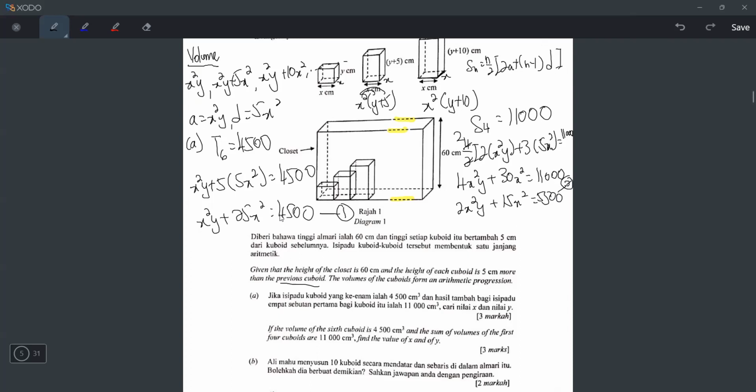And now what I do is take equation 1 times 2 because I want to use the elimination method. Actually, the substitution method can also work. Yeah, substitution can also work, but I will use elimination.